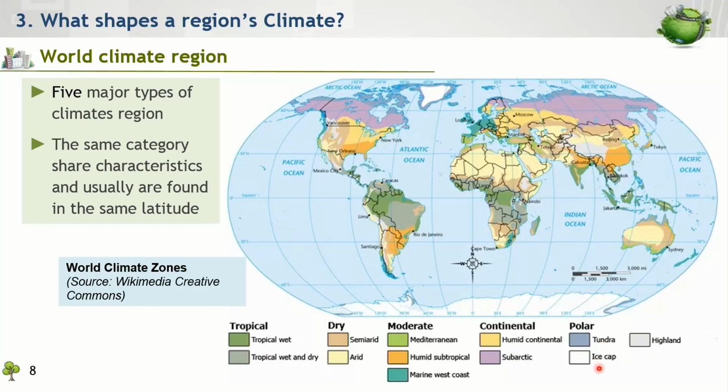The ice-capped subregion is characterized by snow, ice, and permanently freezing temperature. It is found in the polar region on both the North and the South Pole.